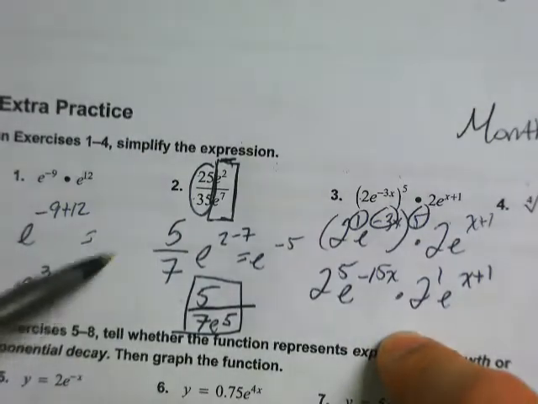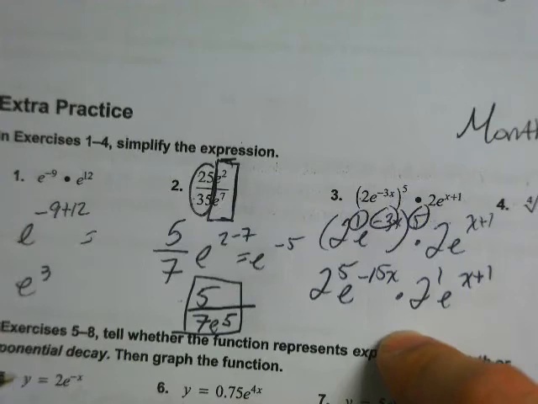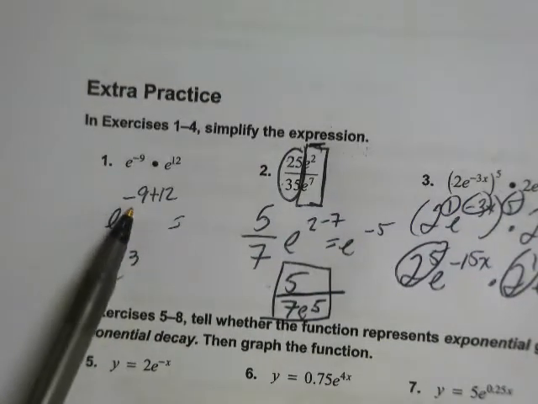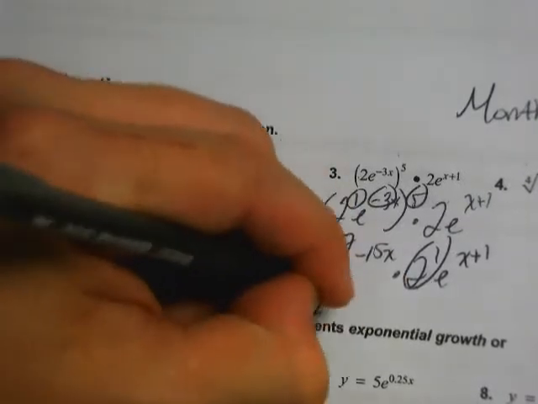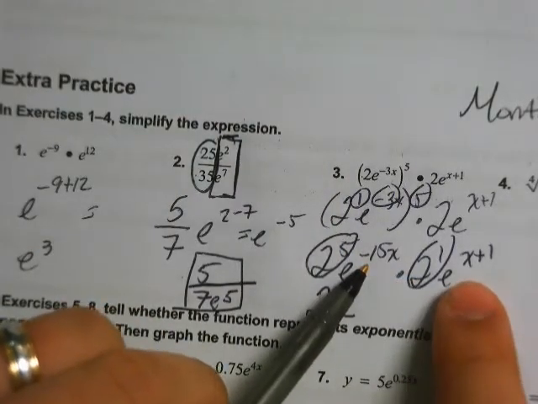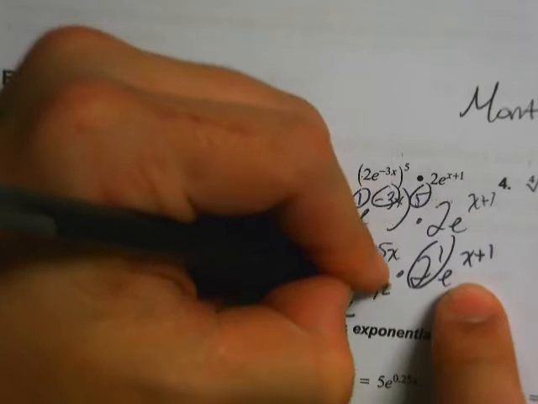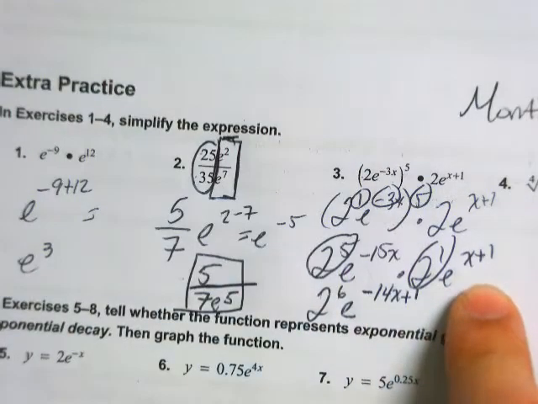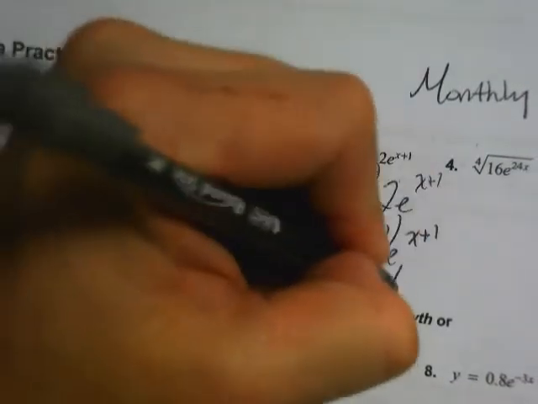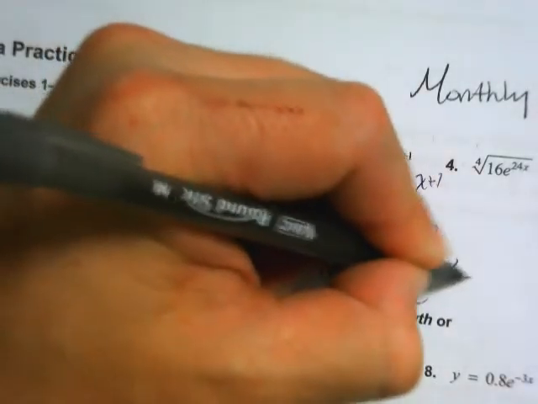Just like in our last example, we're going to take coefficients first, and then we're going to simplify the variables. So using our coefficients first, we have 2 to the 5th times 2 to the first. Just like this one, we can add our exponents. So this will be 2 to the 6th. Then we're going to have e, negative 15x plus x is negative 14x plus 1. And remember, this right here is a negative exponent, so we can push that down to the denominator. But in general, we can leave this simplified: 64 e to the negative 14x plus 1.